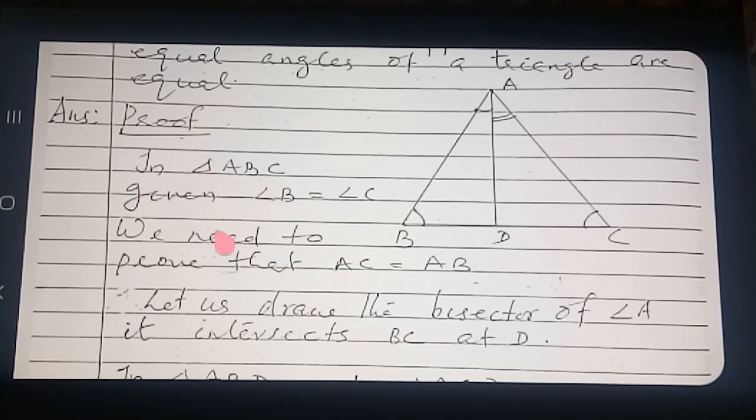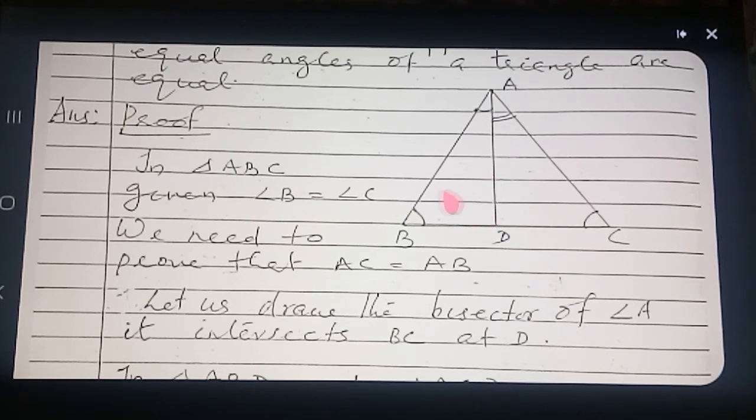In triangle ABC, angle B and angle C are equal given already. We need to prove its opposite sides. What is the opposite side of angle B? Drop from B, what is coming? AC. And what is the opposite side of angle C? AB. Same way, let us draw the bisector of angle A. It intersects BC at which point? D. Now you take these two triangles.